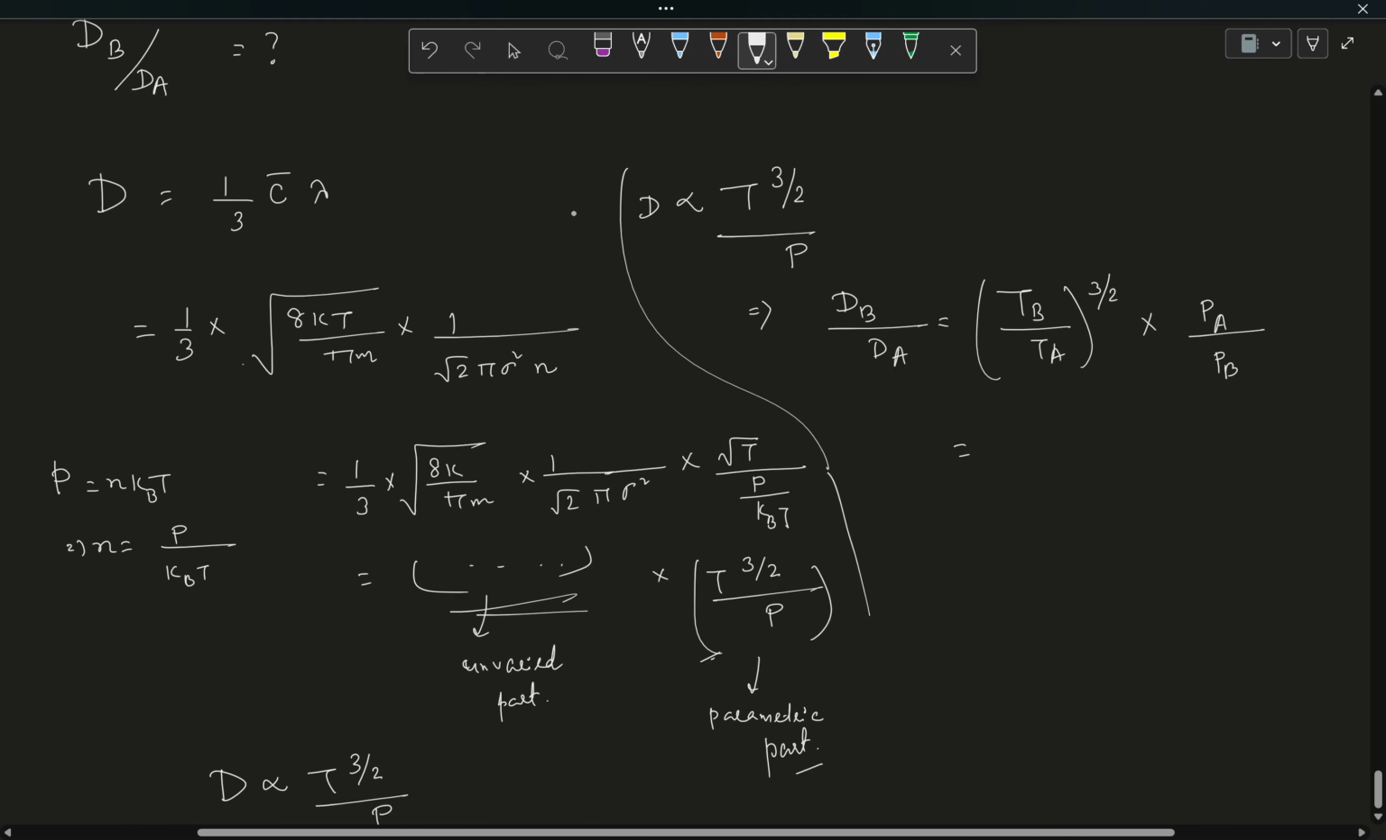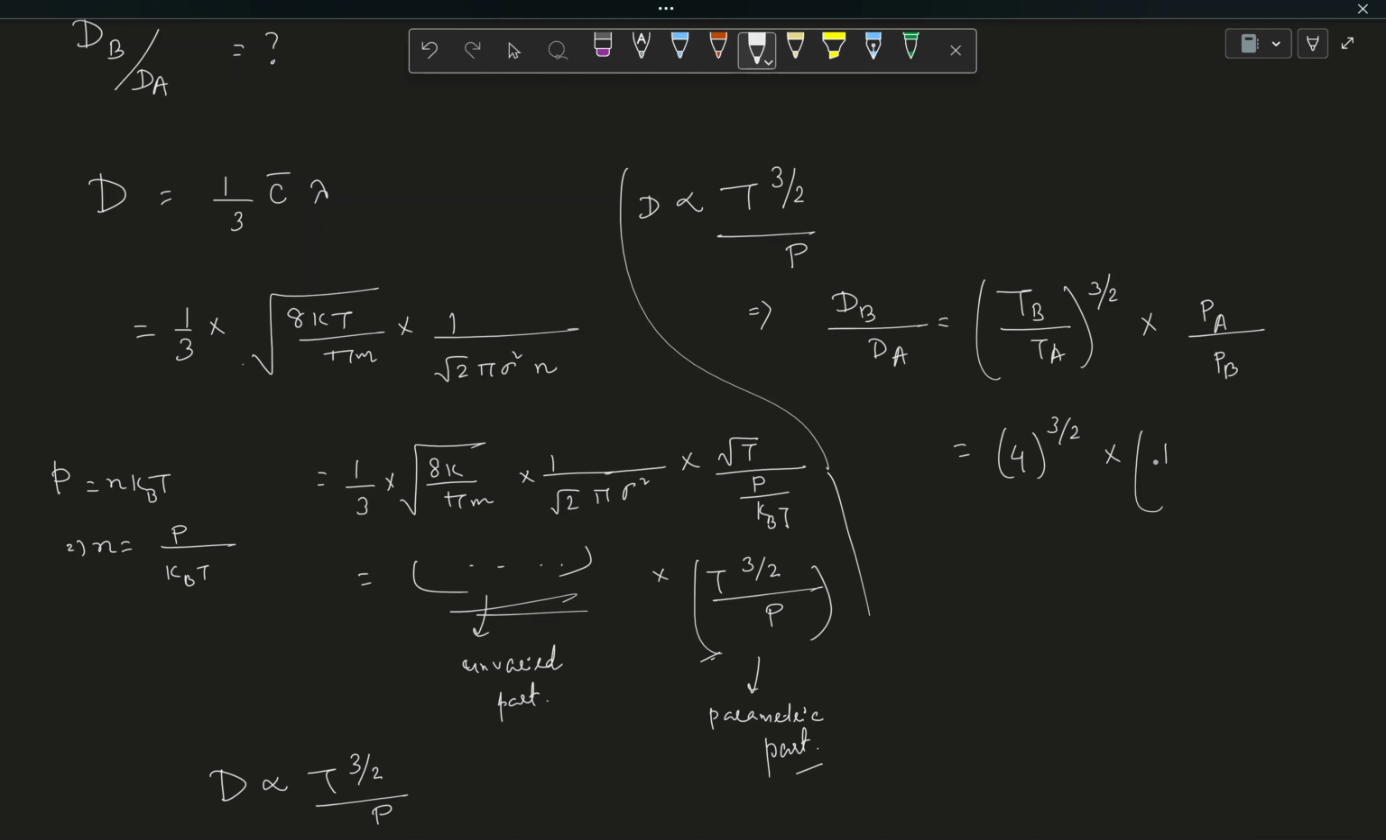by PA is 8. So here TB by TA is 4 to the power 3 by 2 and PB by PA is 8. So PA by PB is 1 by 8. Okay. So you have 4 root over 4 into 1 by 8. 4 root over 4 is 2 by 8. So this is 1 is to 1. So you are getting that the diffusion coefficient of both the containers of gases has 1 is to 1 ratio.